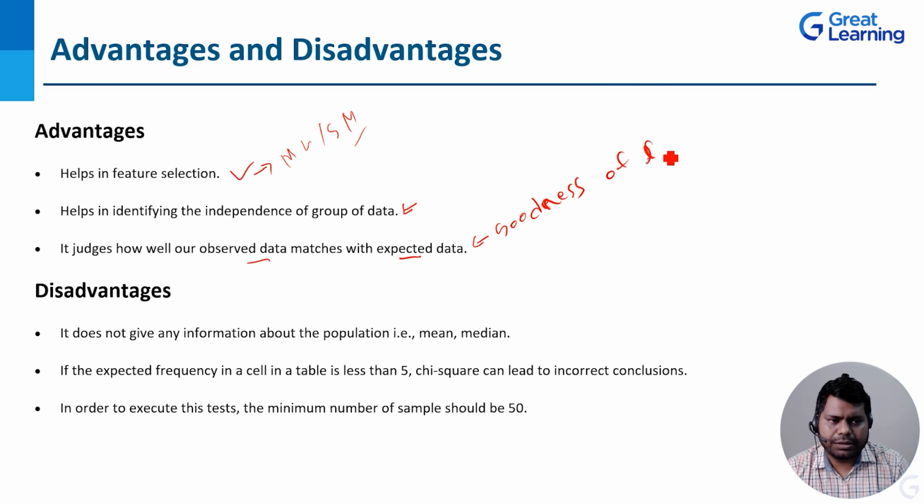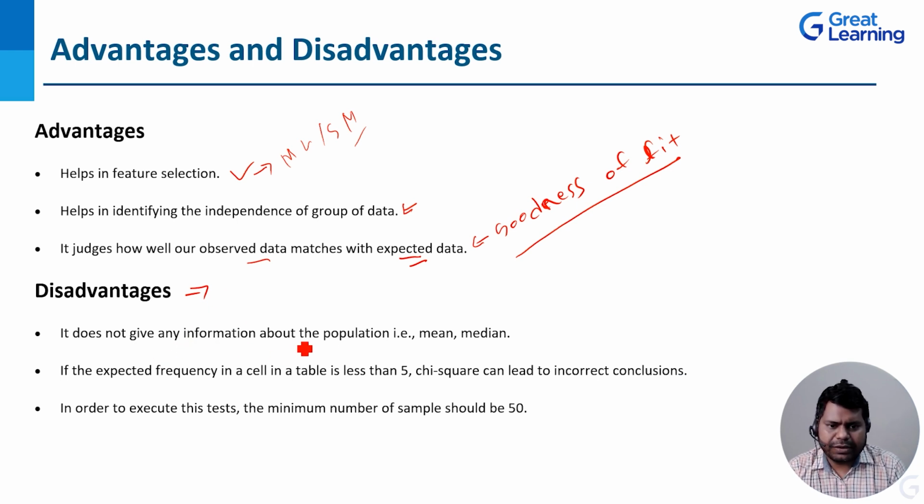Okay, with the help of goodness of fit, we can judge how well our observed data matches the expected data. Similarly, there are some disadvantages which chi-square has. Now let's discuss some of them.